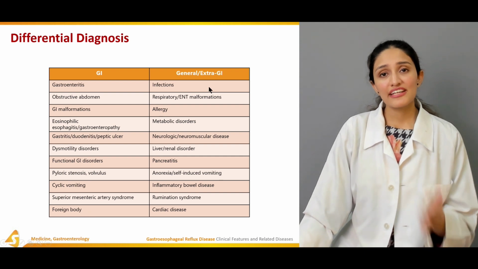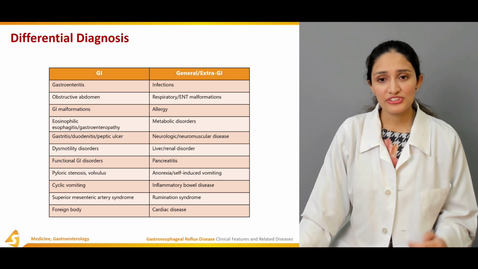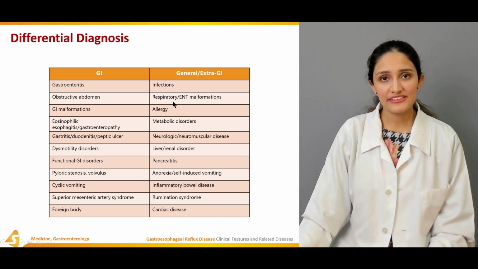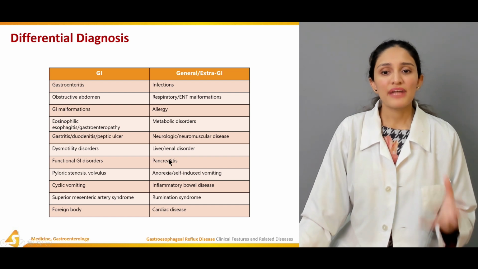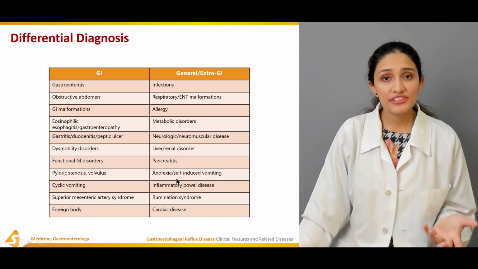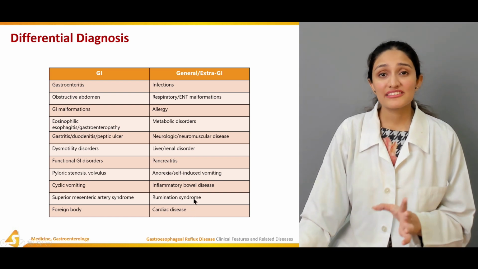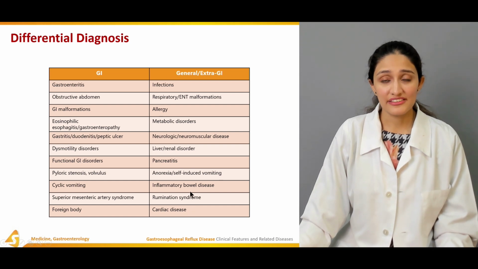And if we talk about the extra-gastrointestinal differential diagnosis, it could be any infection, any respiratory or ENT malformation, any type of allergy, any neurological or neuromuscular diseases, pancreatitis, anorexia, self-induced vomiting, and any cardiac disease, because reflux also has a mimicking angina pain, so we could differentiate it from cardiac disease too.